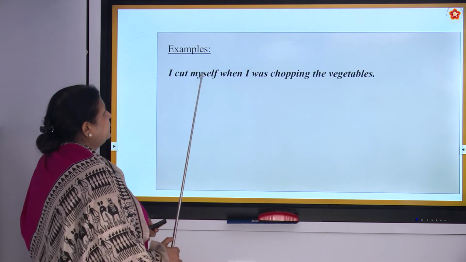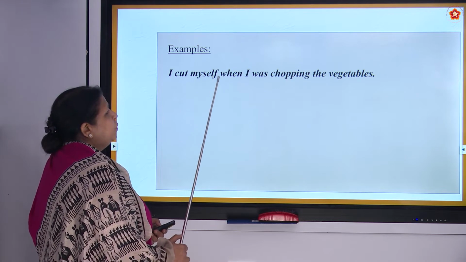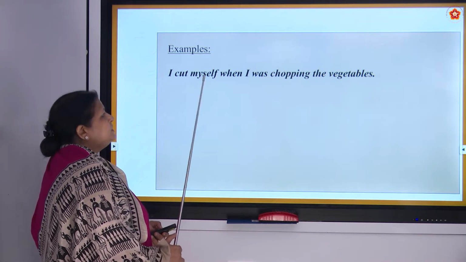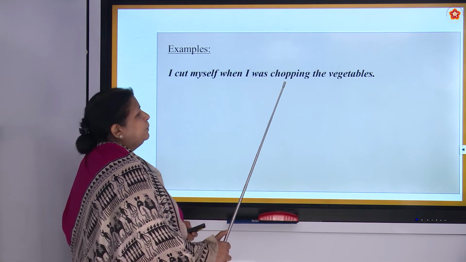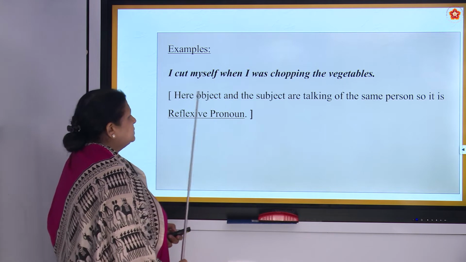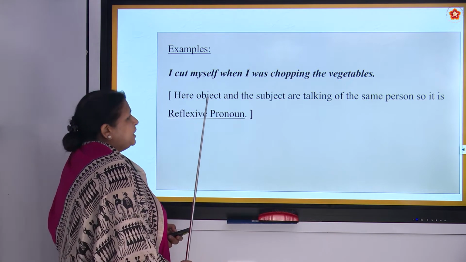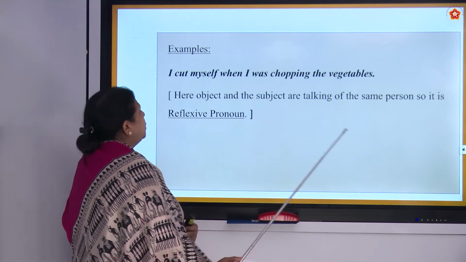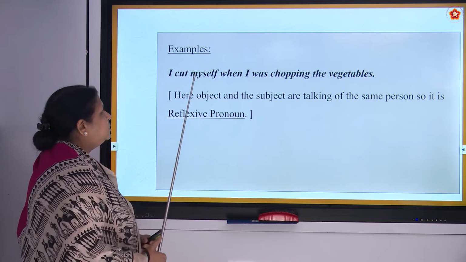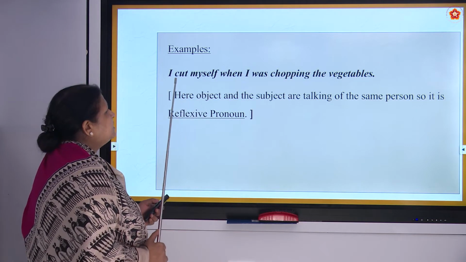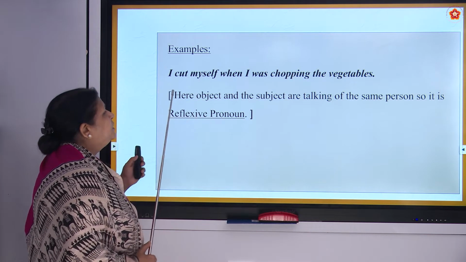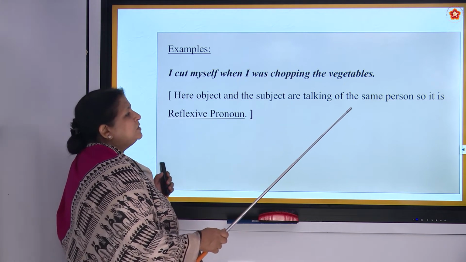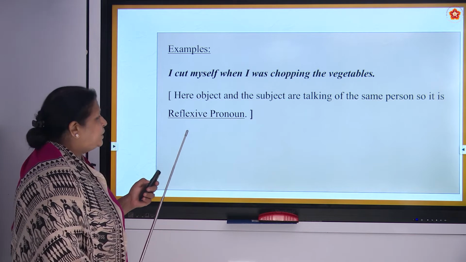Example: I cut myself when I was chopping the vegetables. Now here the object and the subject are talking of the same person, that is, I cut myself. So it is a reflexive pronoun.